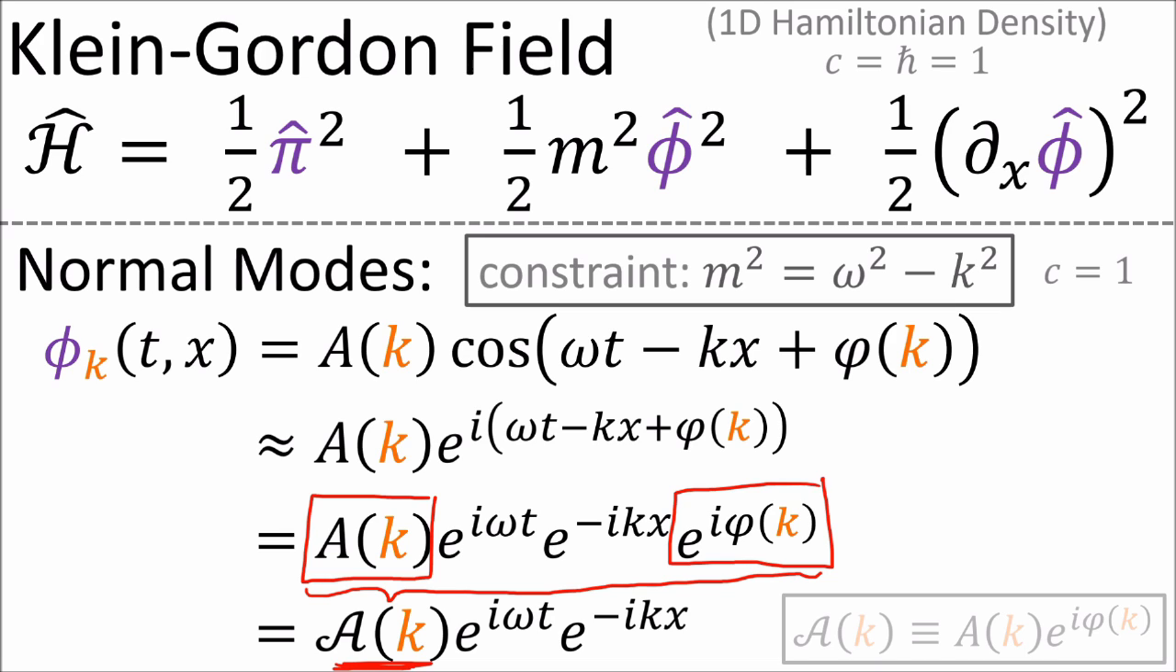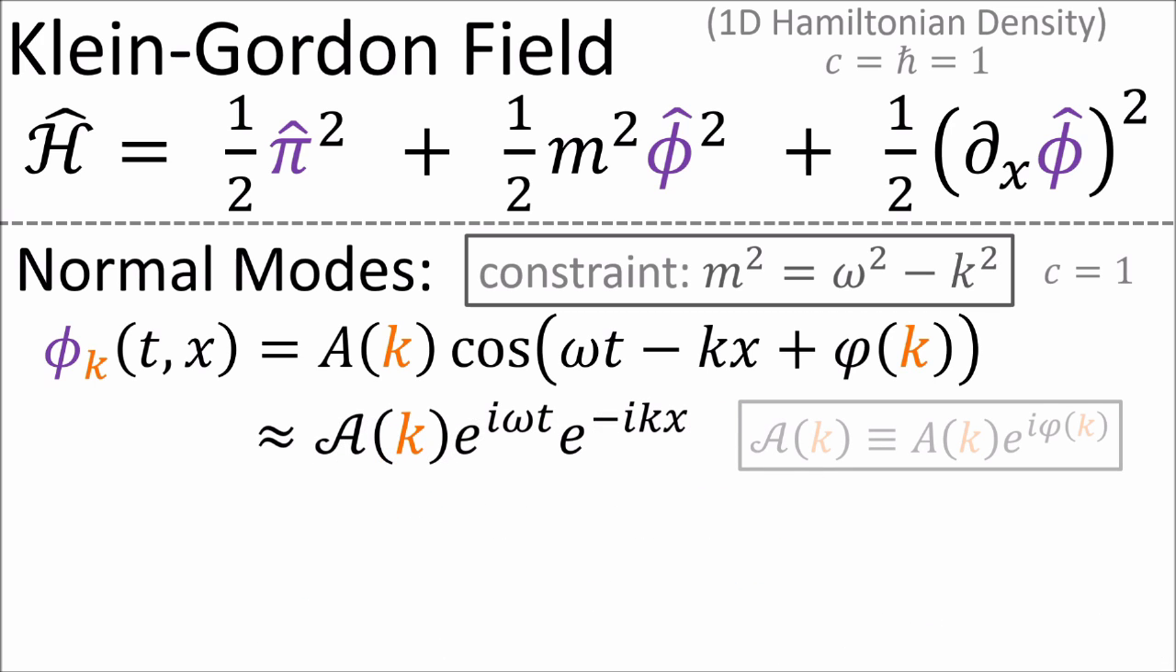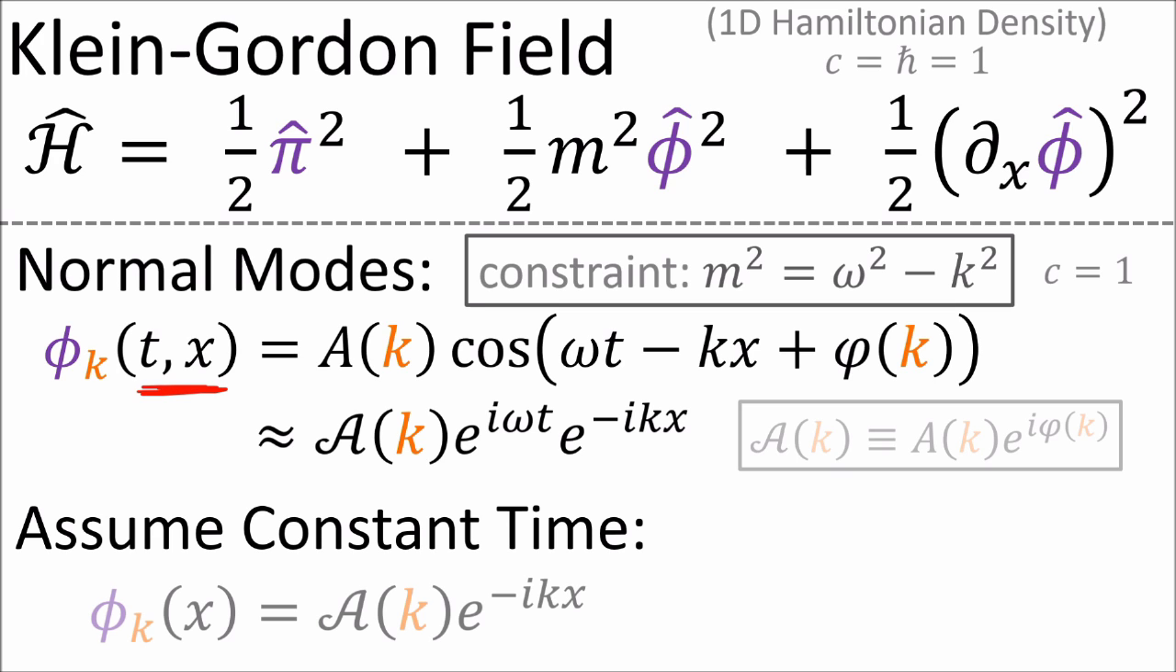If we want to get the original real field back, we can just take the real part of this complex field. Also, while the field technically depends on both time and space, for the remainder of this video, we're going to take the special case where all the operators act at the same constant time. So we're going to be ignoring the time parameter of the field.